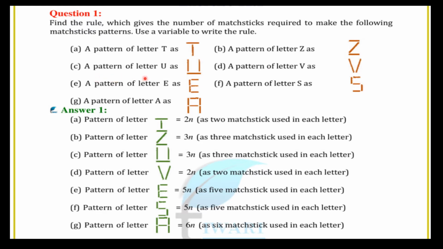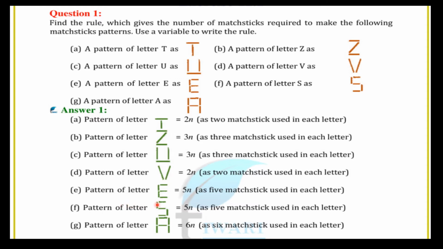A pattern of letter U. Again see the number of matchsticks, 3 matchsticks, so the pattern is 3n. Letter V, 2 matchsticks, so the pattern is 2n. Letter E, 1, 2, 3, 4, 5 matchsticks, so the pattern is 5n.